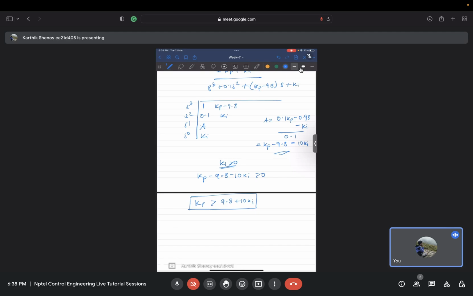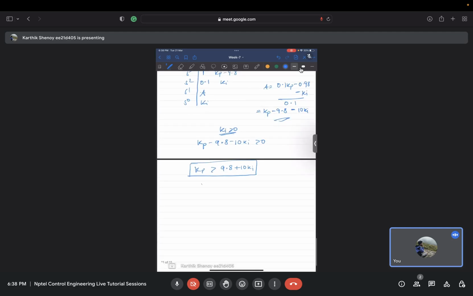if I choose, okay, it's not always stable. What I mean is, if I choose a positive value of Ki, let's say Ki as 0.1, we'll do this on MATLAB and check. Let Ki be 0.1. Then Kp has to be greater than 9.8 plus 1, which is equal to 10.8. So for Kp less than 10.8, the system will be unstable. That's what this means. So there will be restrictions on Kp once you fix Ki, or the other way. Once you fix Kp, the restrictions will come.